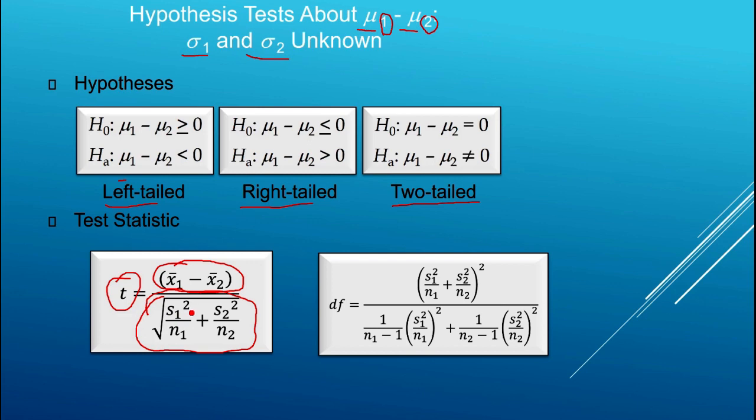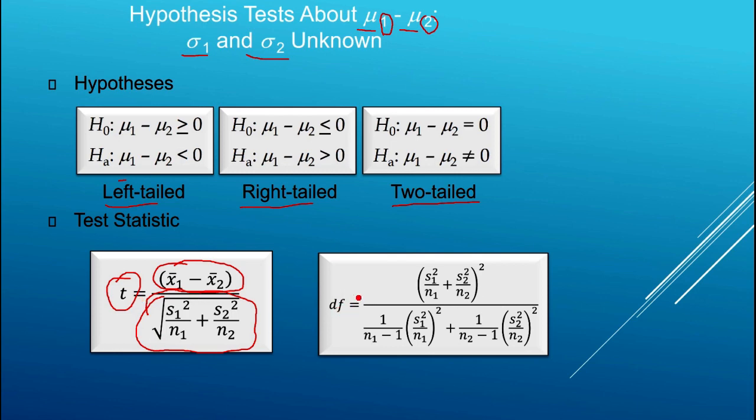Here, S1 squared is the variance associated that we estimate for the first population from the sample data. S2 squared, likewise, is the variance that we estimate for the second population from the sample data. And then in order to get the standard error of the estimate, we divide each one by their respective sample sizes, add them up, and take the square root.